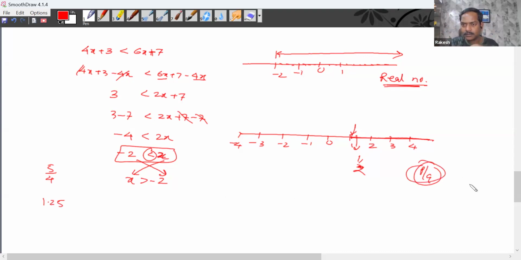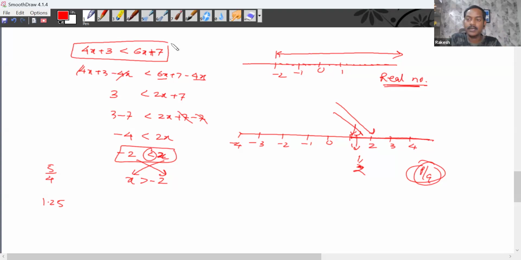All irrational numbers also lie on the number line. Root 2 will lie somewhere between 1 and 2. Root 3 will also lie between 1 and 2. Root 5 will lie between 2 and 3. Correct? So whatever numbers we have studied till now, except the imaginary numbers, are called real numbers. Correct? So whenever such a question appears and nothing is said about x, what kind of number it is, unless it is stated.